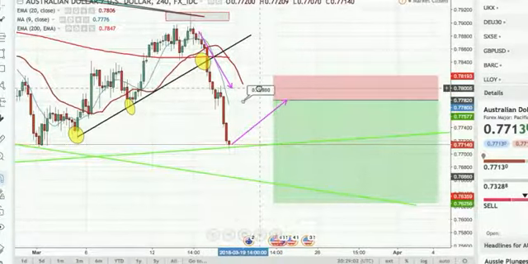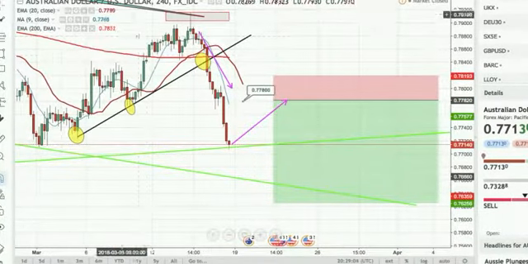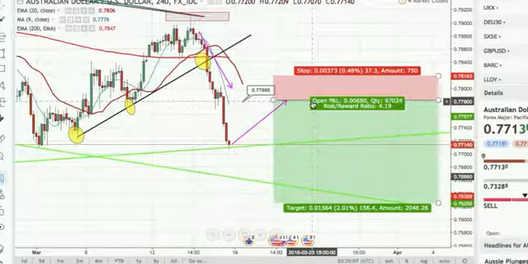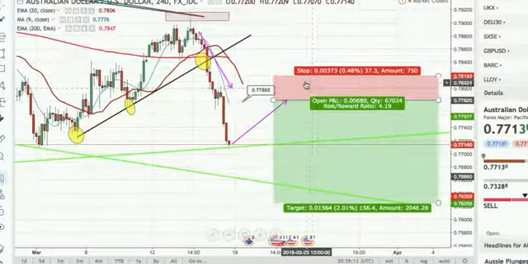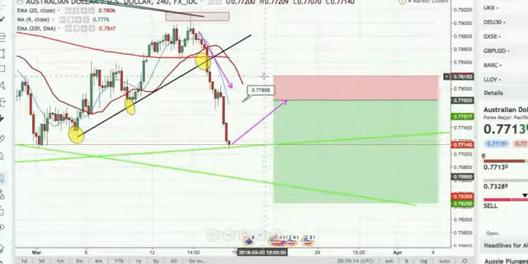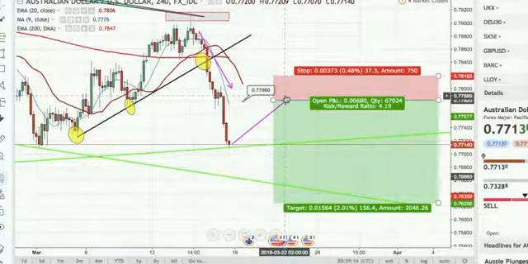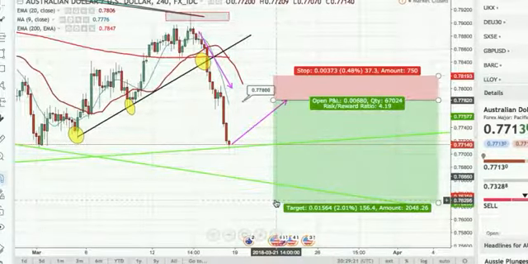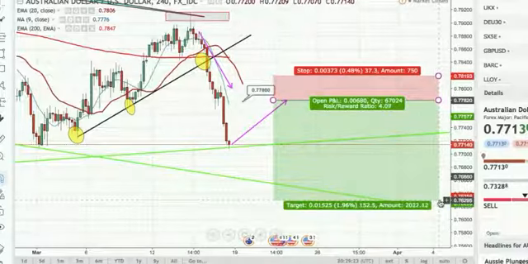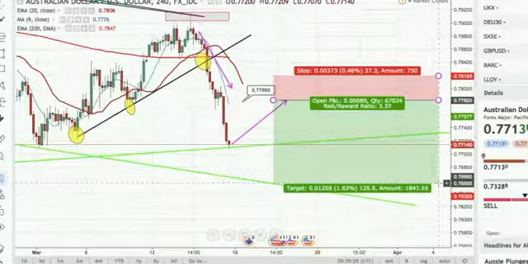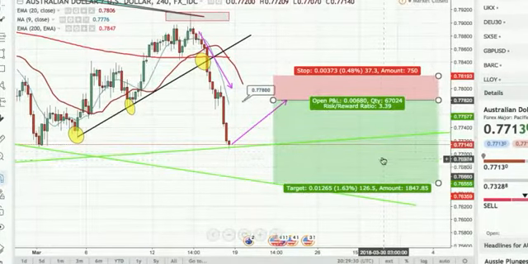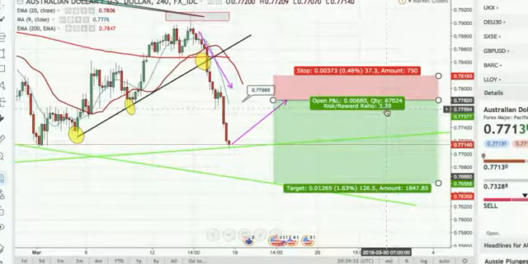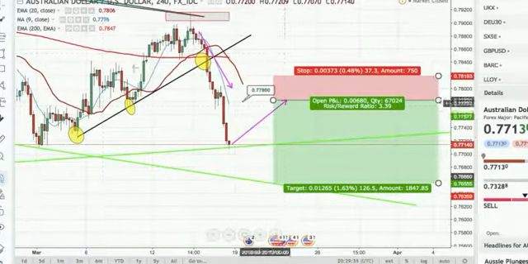So we've got 0.7780 for the Aussie dollar. We'll be looking to do a sell around this region with a 30 pip stop loss at 0.7820, with a take profit target of 0.7650. So a nice solid 1 in 3.39 risk reward for this particular entry.